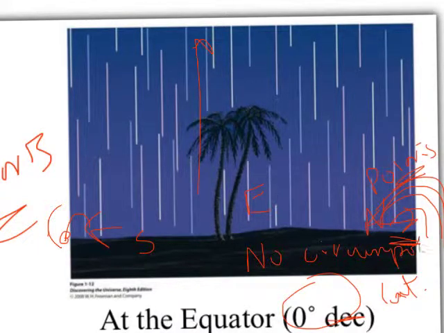Circumpolar. Okay, there are no circumpolar stars if you're at the equator. You have maybe wonderful weather and palm trees, but no circumpolar stars.